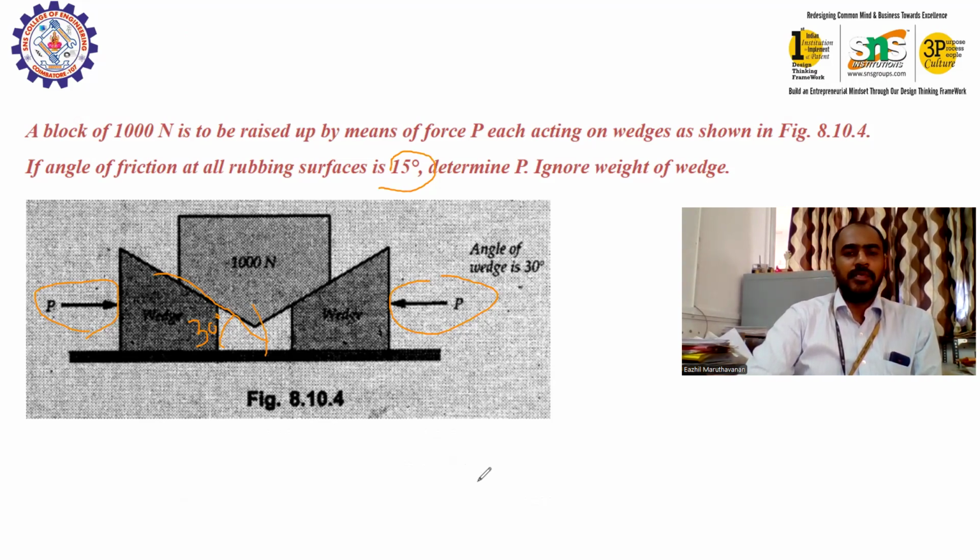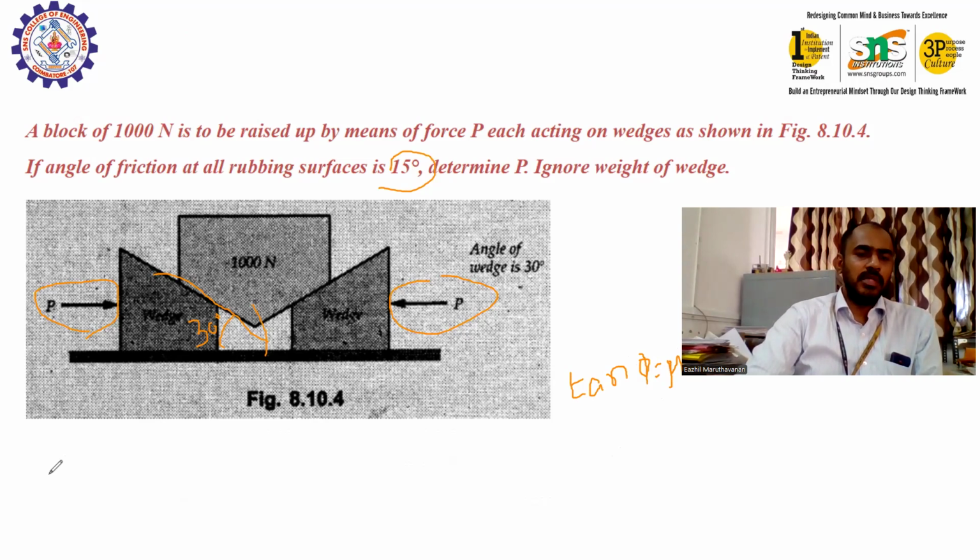First we write the given data. The weight of the block is 1000 Newton. The angle of friction phi is 15 degrees. To find the coefficient of friction, we use the formula tan phi is equal to mu. So we have to identify the coefficient of friction.